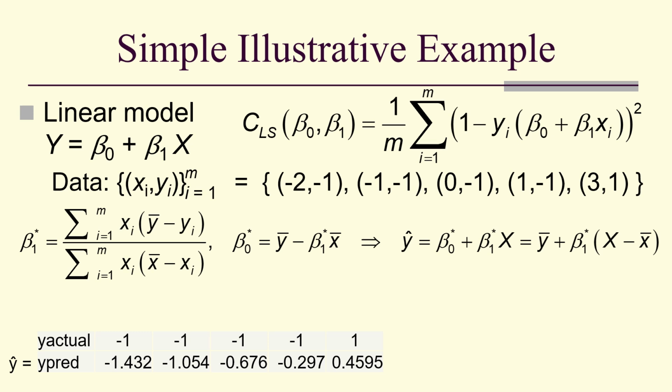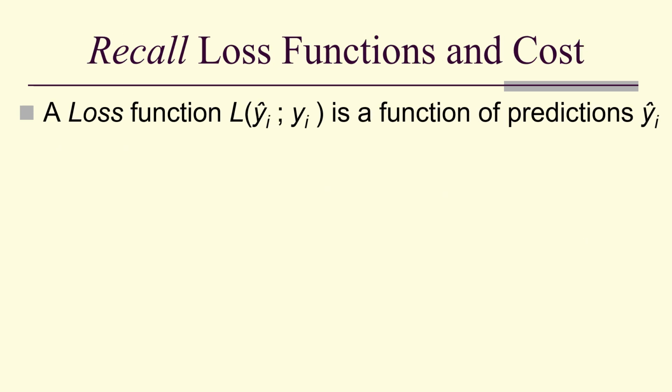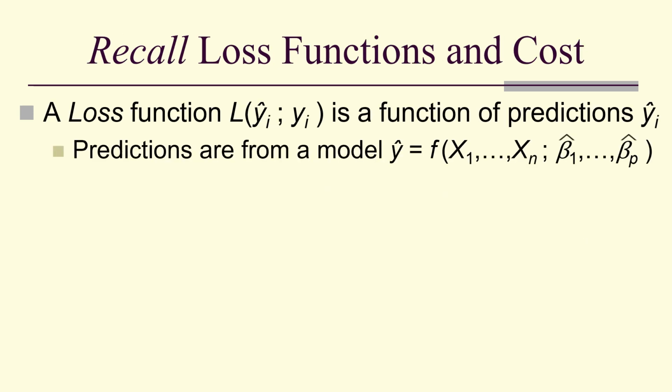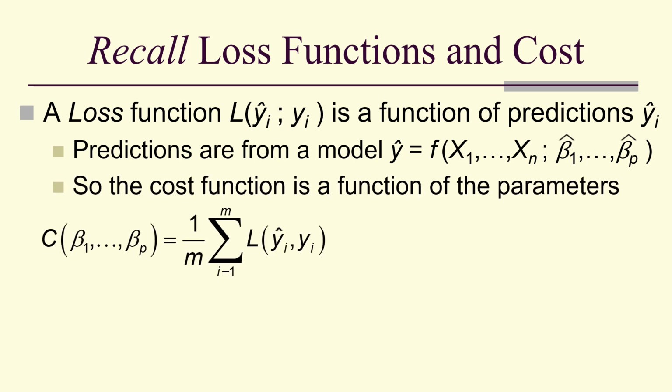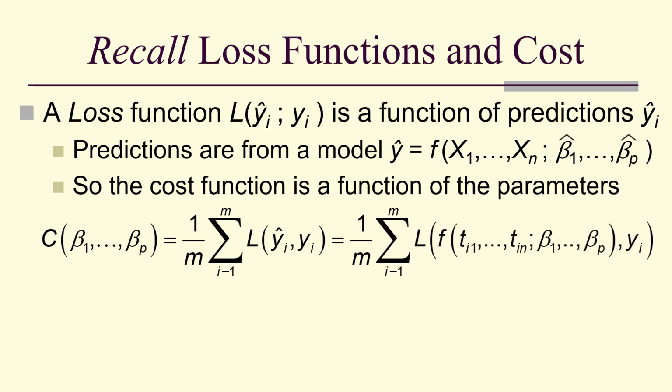Notice that the y hats from the model are negative where the actual are negative and positive where it's positive. So a loss function is a function of the predictions, and the predictions come from a model with parameters. The cost function is therefore a function of the parameters, which looks something like that. And if we put in the actual training data, the M observations, we end up with our loss function actually has this form. It's a function of the parameters.